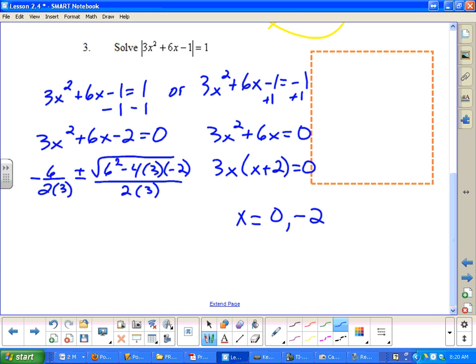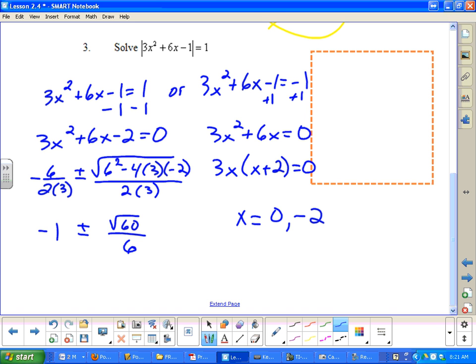So we're going to get negative 6 over 6 is negative 1, plus or minus the square root of 36 plus 24, which is 60. So in this case, the right-hand side of our absolute value is just a number, and it's positive. So I can't just say, if that's negative, it's not going to work. We would actually have to check each one of them to see if they would work.